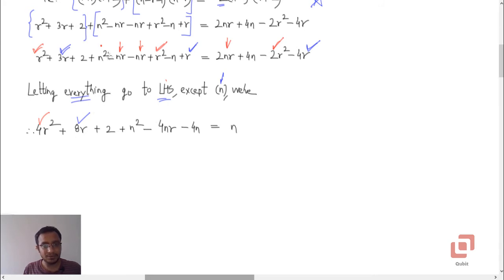Then let's go to n squared. There's only one n squared term. I'll write it here. Now let's go to nr terms highlighted by red downward arrows. Negative nr plus 2nr on the right hand side, so effectively minus 4nr. Now there are 2 terms left: we have negative n here and we have 4n there. Instead of keeping 4n on one side and then dividing everything by 4, we can shift minus n to the other side, which will make it plus n, and we can bring 4n to the left hand side so that it will become minus 4n.